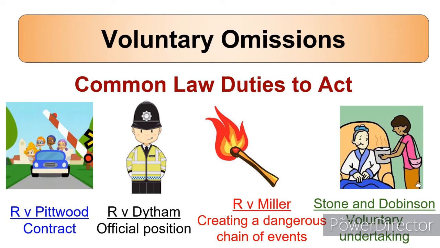And then finally, you've got Stone and Dobinson. And this was quite a nasty case, actually, where two people agreed to look after the sister who was anorexic, and basically she wasn't cared for properly. So they agreed to look after her. So they voluntarily undertook her care, but she died. And so again, it was held that there was a common law duty to act if you voluntarily undertake responsibility for somebody.